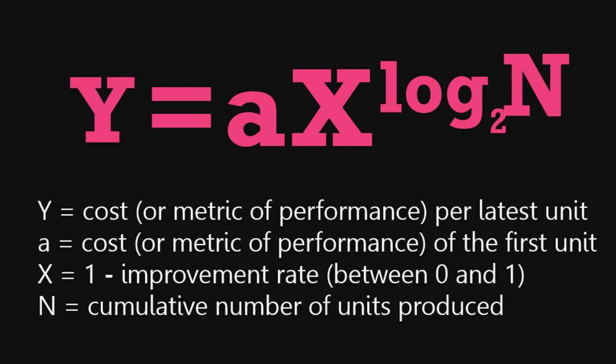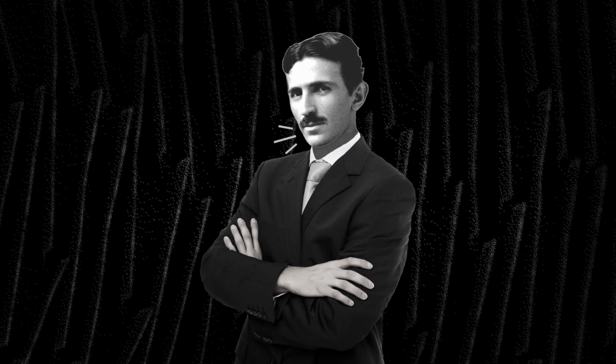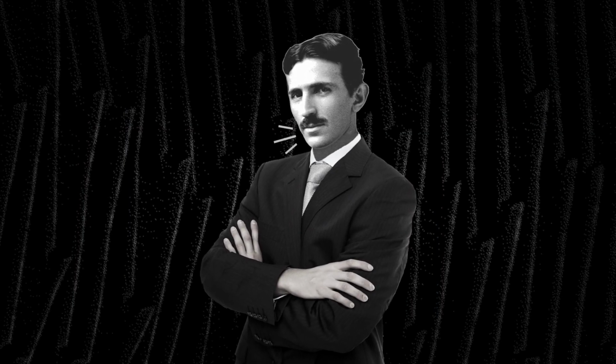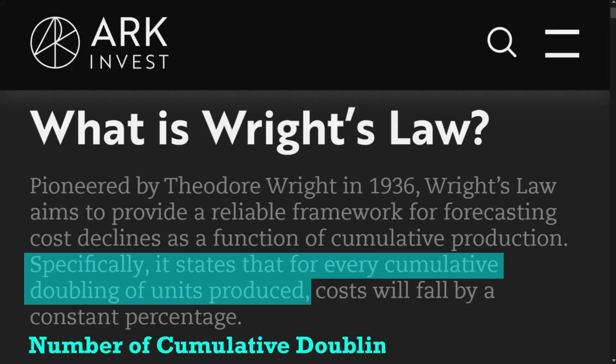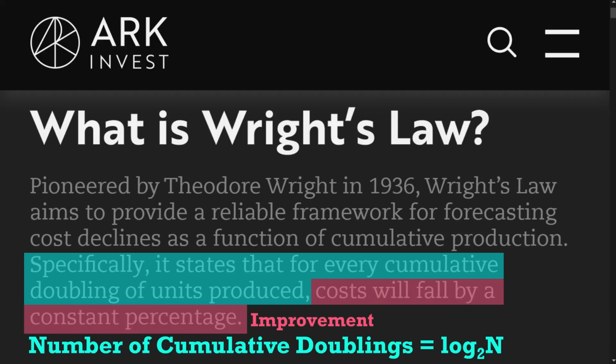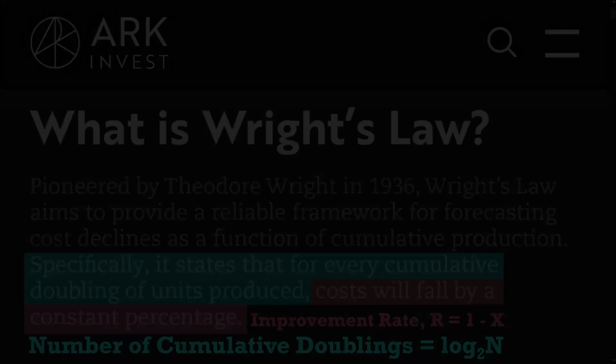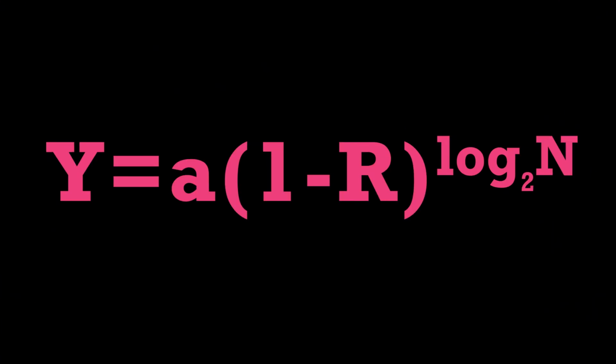It's literally the same graph, just expressed in a way that I feel is easier to understand and is also much more useful. It is also a truer descriptor of the fundamental principle of Wright's law, namely that for every cumulative doubling of units produced, log base 2n, cost will fall by a constant percentage, 1 minus x. If you wanted, you could even leave the improvement rate in there. I prefer not to, but that's up to you.